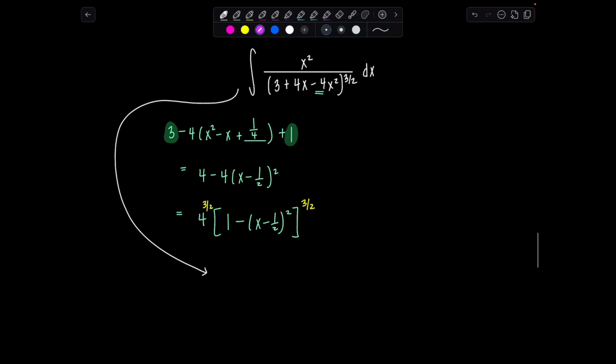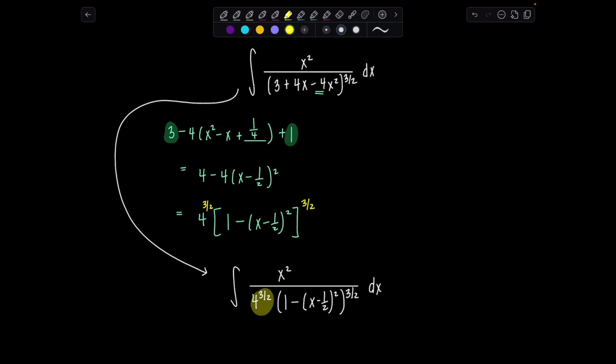We're doing fabulously, but I told you it's already taxing on the algebra skills. We have 4 to the 3/2, and then 1 minus (x minus 1/2) squared. All of that is to the 3/2. Don't forget the dx, otherwise minus 1 in my class. That's right. Okay, beautiful.